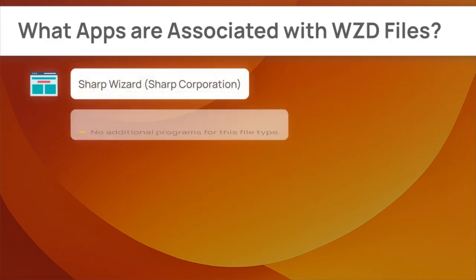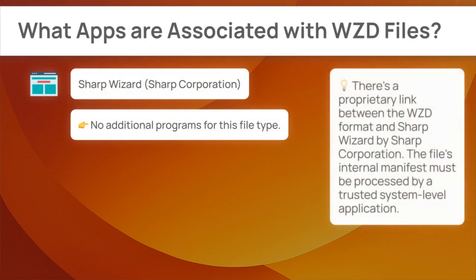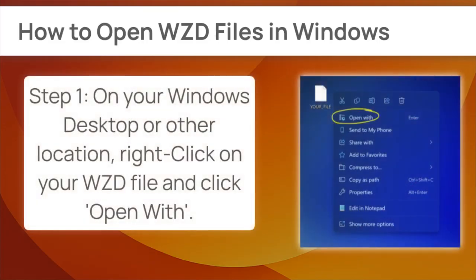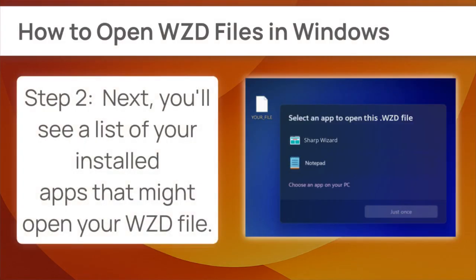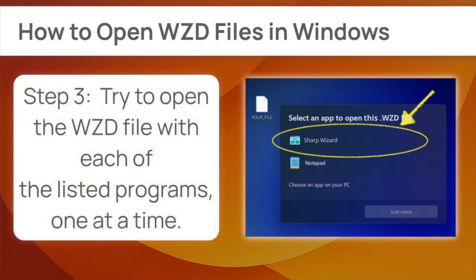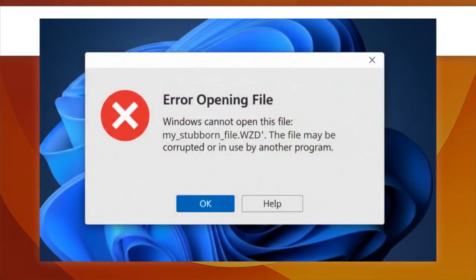The industry standard application for WZD is considered to be Sharp Wizard from Sharp Corporation. Using a dedicated tool minimizes the security vulnerabilities associated with this format. Windows cannot preview interactive or graphical elements, so game-specific viewers are required. To ensure success, right-click the WZD file and select Open With. Run the file through Sharp Wizard if it is installed. If it's not present, choose another application. Sometimes older programs work best. If the WZD file is still refusing to open, it's expected.